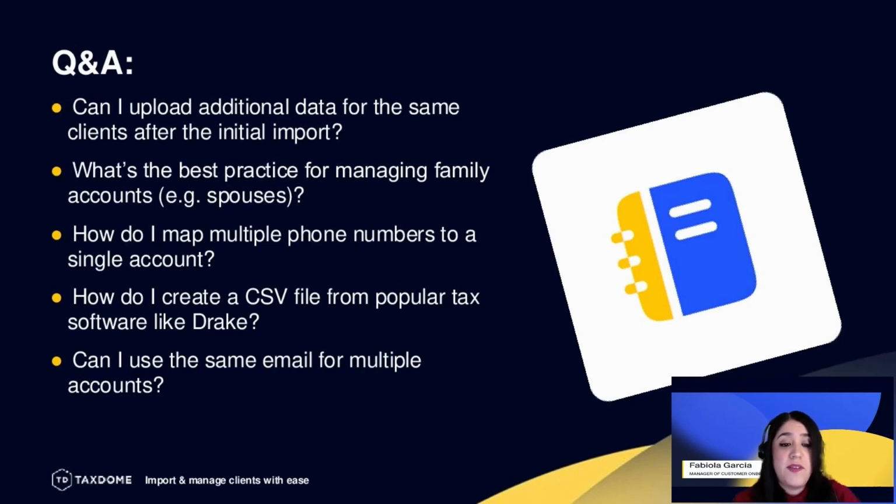How do I create a CSV file from popular tax software like Drake? Each software is different. You need to double check with that tax software what is the best way to export CSV files. However, we do have in our Help Center a large amount of common tax softwares that are popular to export from. So you can type in your software name in our Help Center by clicking on the question mark Help section and typing in that information of your software. That information should pop up. And if it doesn't, you want to try your best to reach out to your software provider and see how you can export those files.